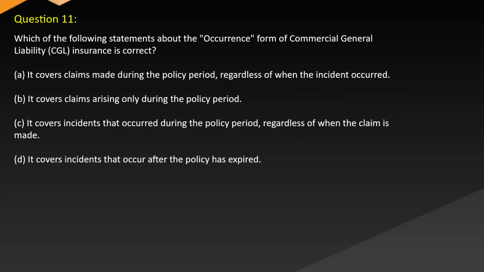Question 11. Which of the following statements about the occurrence form of commercial general liability (CGL) insurance is correct? A. It covers claims made during the policy period, regardless of when the incident occurred. B. It covers claims arising only during the policy period. C. It covers incidents that occurred during the policy period, regardless of when the claim is made. D. It covers incidents that occur after the policy has expired.